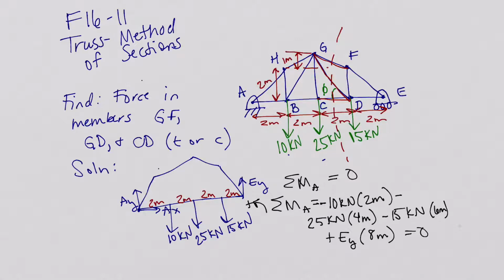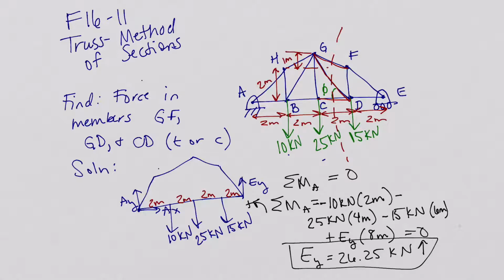So we have 1 unknown, so that's awesome. I'm going to pause it and do the calculation. So I just did the calculation on my calculator, and I got EY equals 26.25 kilonewtons, and that means I guessed the direction right, so it actually is going up.